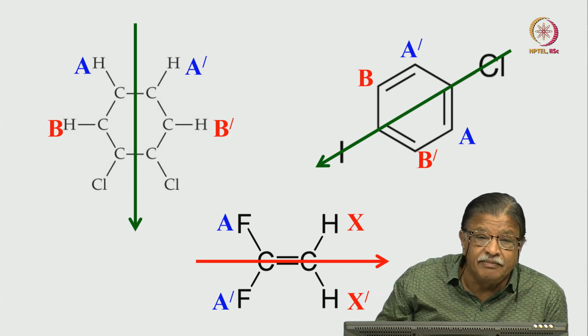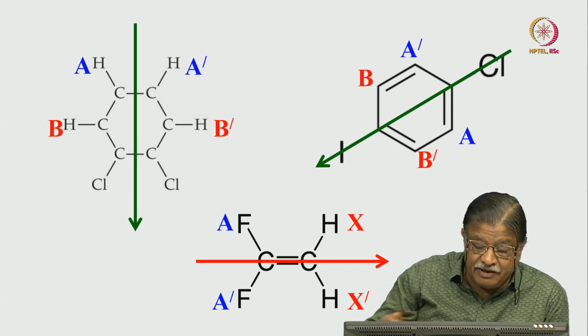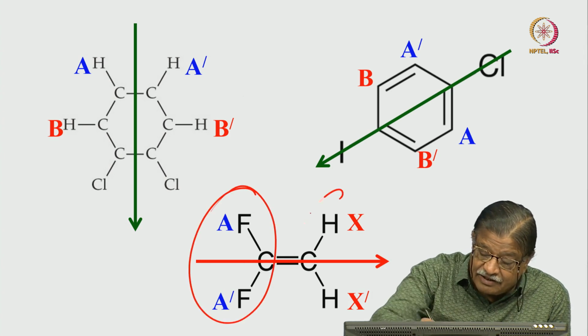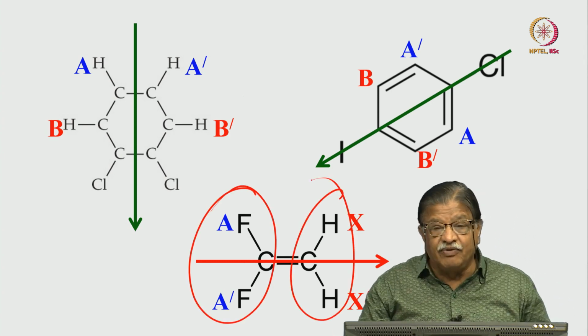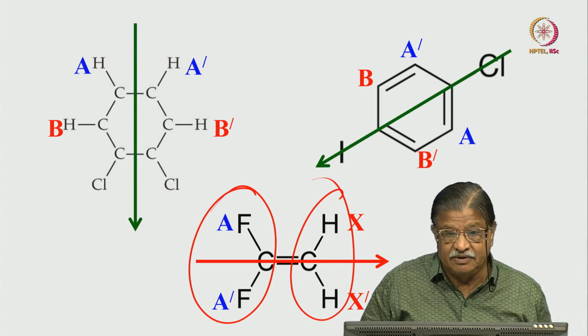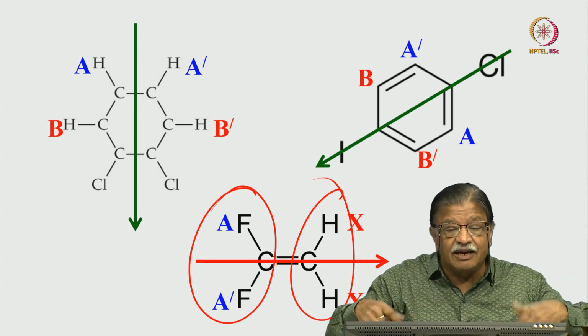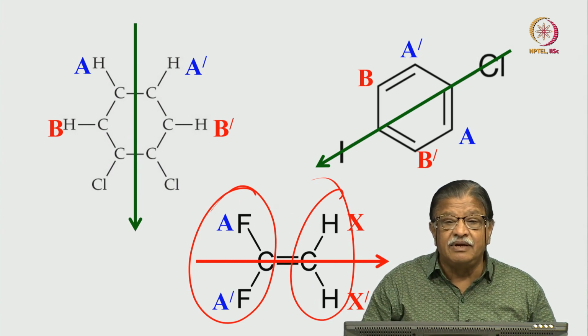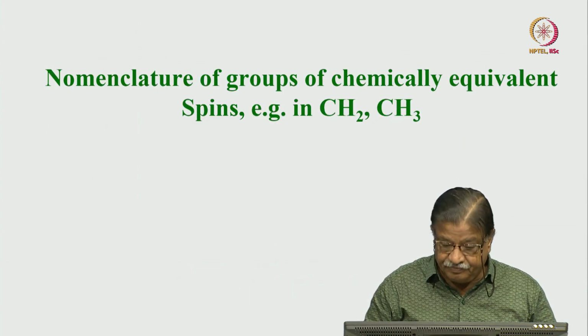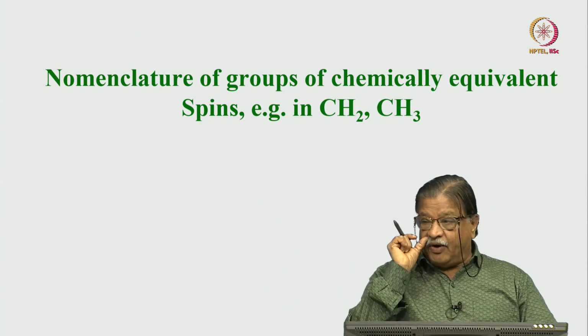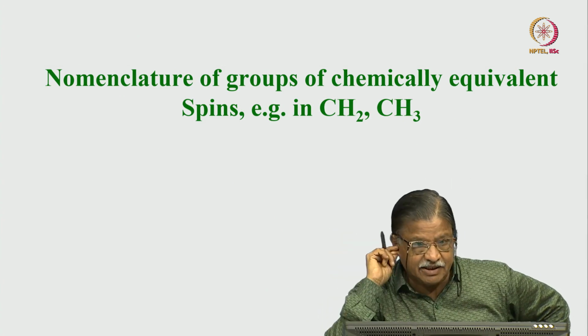Why XX prime? Because weakly coupled means, look at it, these are all heteronuclei. Obviously, the chemical shift separation is in megahertz and the coupling is so small. So, this is a heteronuclear weakly coupled A prime XX prime spin system. Okay, this is as far as the equivalent spins are concerned.